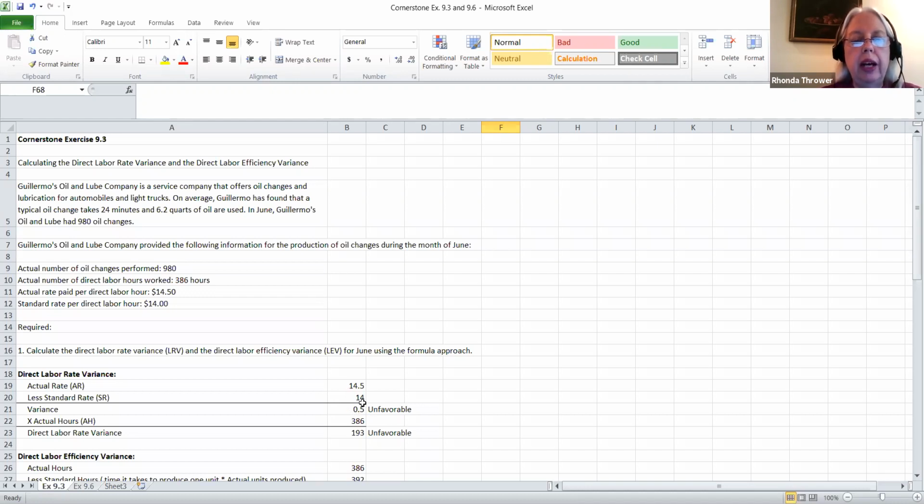We're going to multiply our unfavorable variance times the actual hours. The actual hours was given at 386 hours. So when you multiply 386 hours times the variance of 50 cents, it gives you an unfavorable direct labor rate variance of $193.